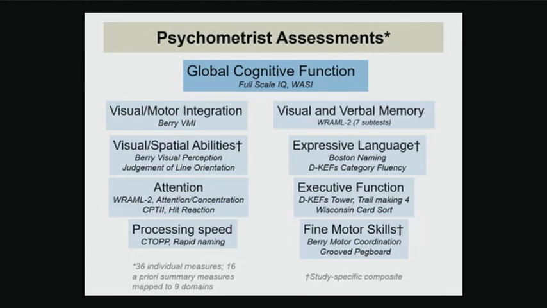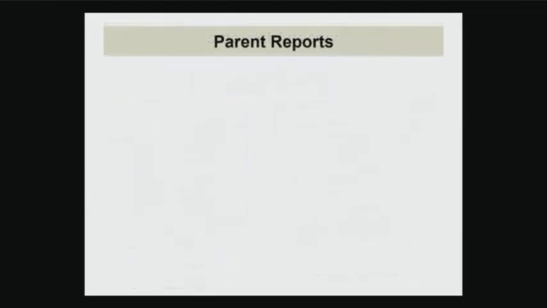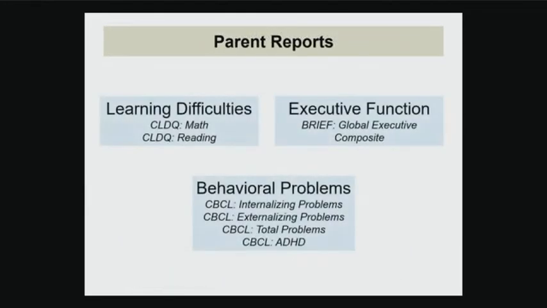We specified a priori in an online publication or analysis plan which ones of these tests we were most interested in, trying to map the tests onto these pre-specified domains of primary interest. We also did things like calculating composite scores within domains when we had more than one test that we thought was going to measure the same domain. We also looked at parent reports of learning difficulties, executive function, and behavioral problems. And I'll emphasize that these are parent reports. These are not diagnostic tests. These are parent perceptions of how their child was functioning in various domains.